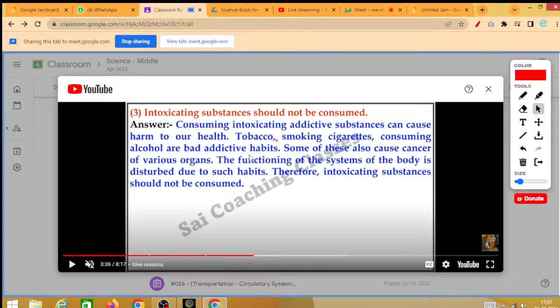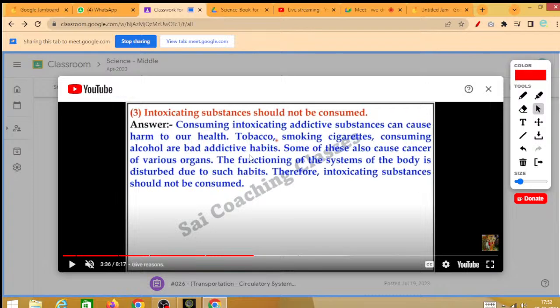Addictive substances can cause harm to our health. Tobacco, smoking cigarettes, consuming alcohol are bad.